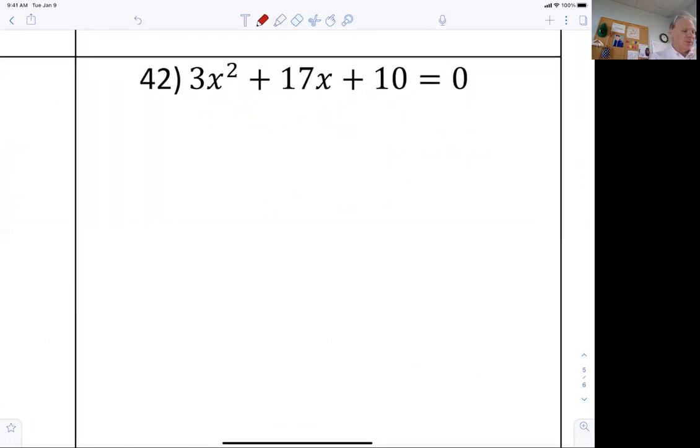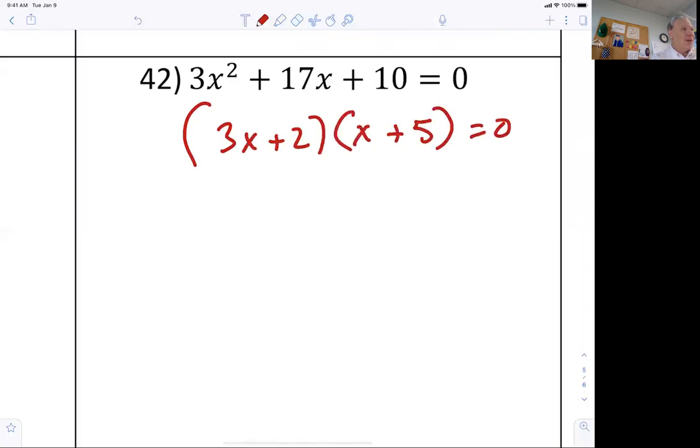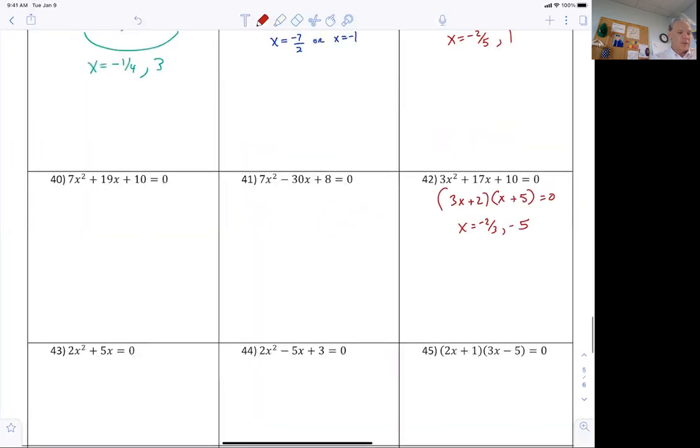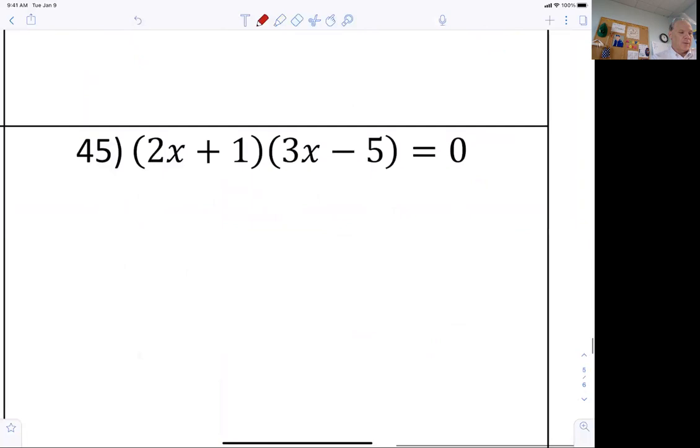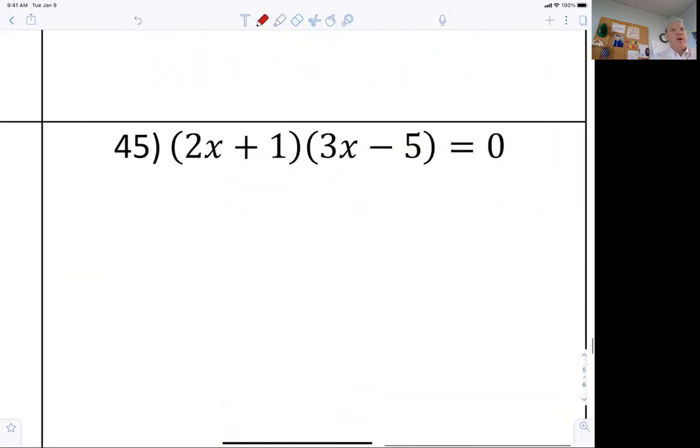3x plus 2 and x plus 5. Are you sure? Okay. X equals negative 2/3 and x equals negative 1. Right, very nice. You're not supposed to write down my answers. You're supposed to do it yourself.